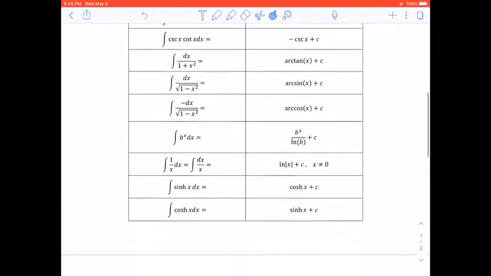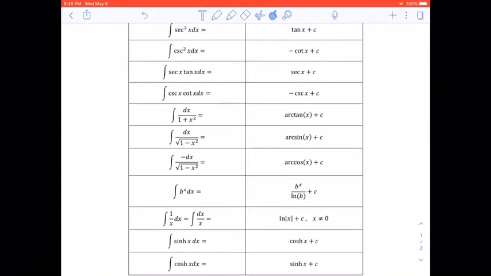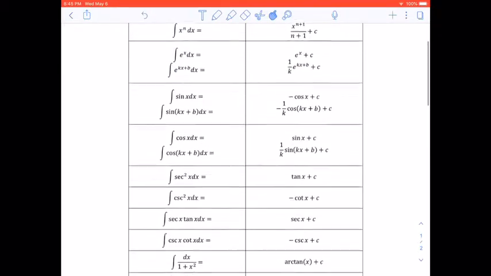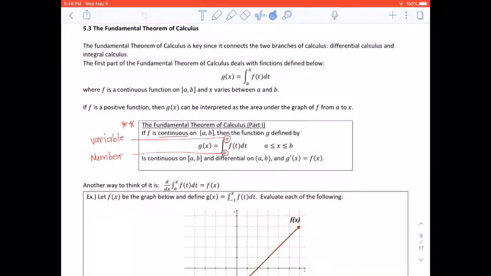It's going to be very helpful to know these for this class and then also for Calculus 2 and Calculus 3. The fundamental theorem of calculus is key since it connects the two branches of calculus, differential calculus and integral calculus. The first part of the fundamental theorem of calculus deals with the function defined below.